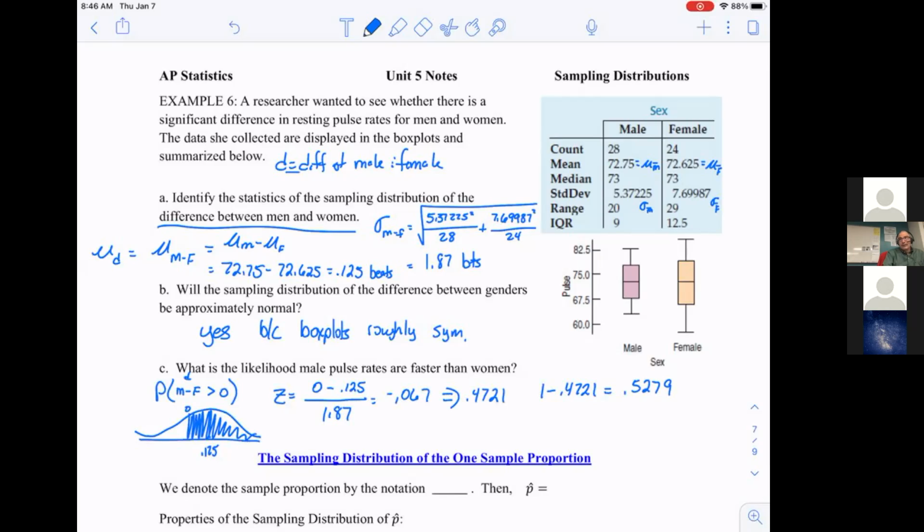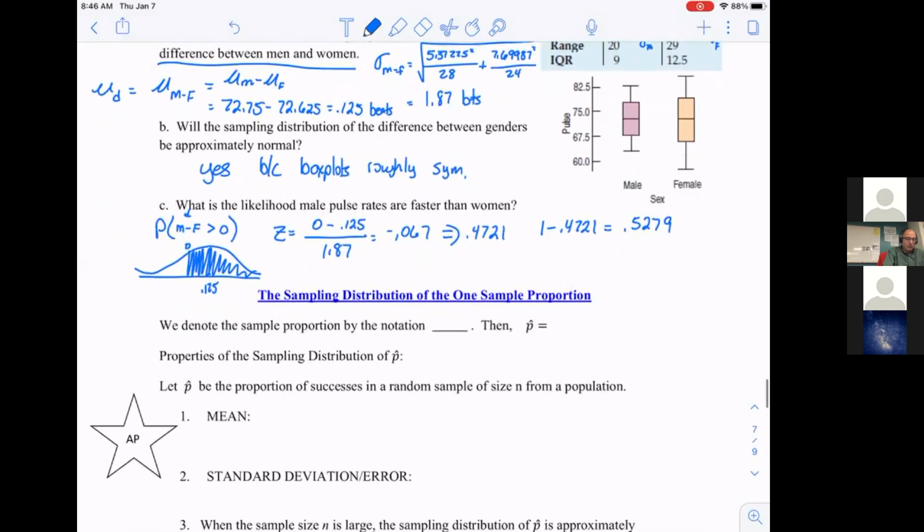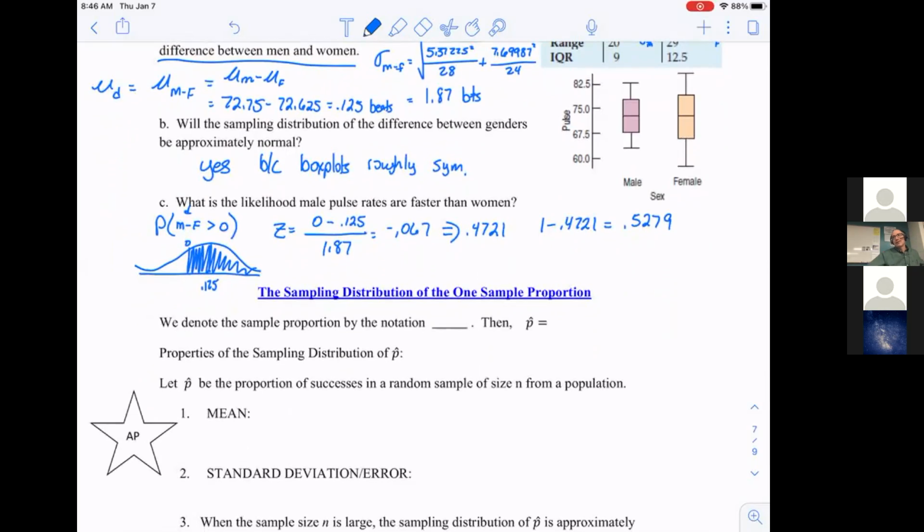All right, so there we have it. We've gotten to a couple of two-sample examples as far as when we do the difference, and we have hit the sampling distribution for one sample. Proportions is next week. So I'm going to stop the recording.